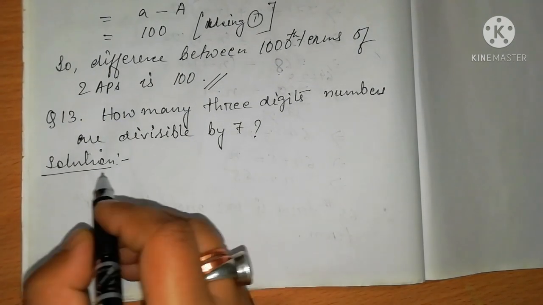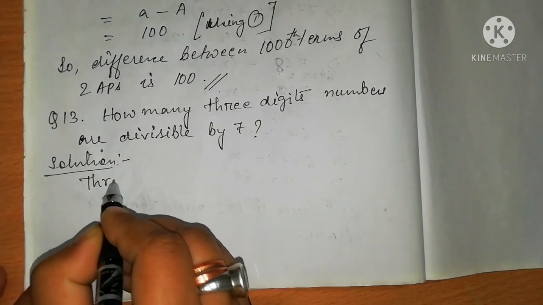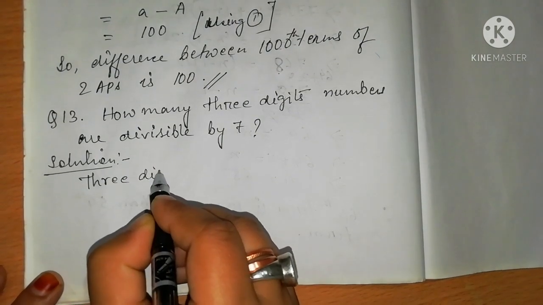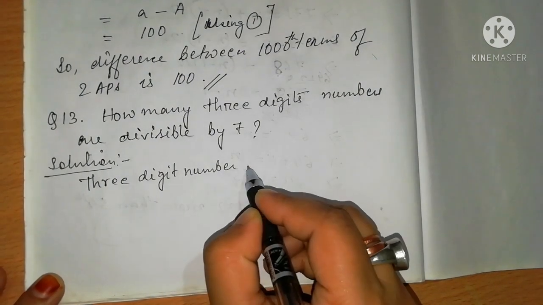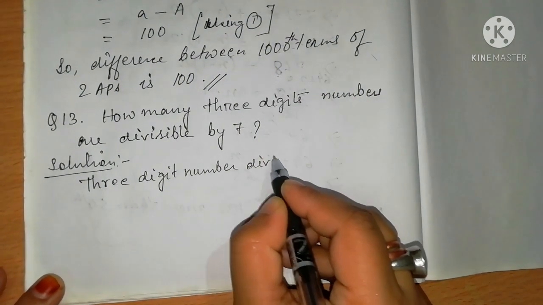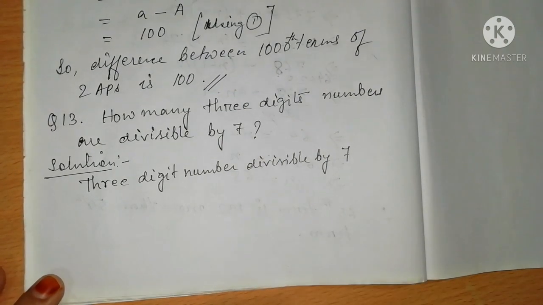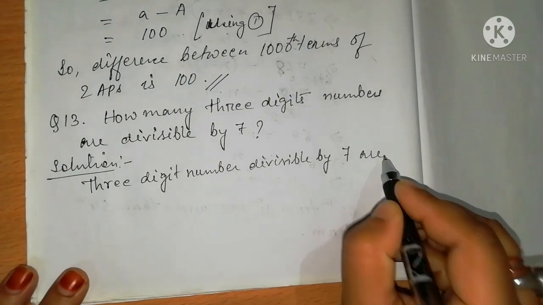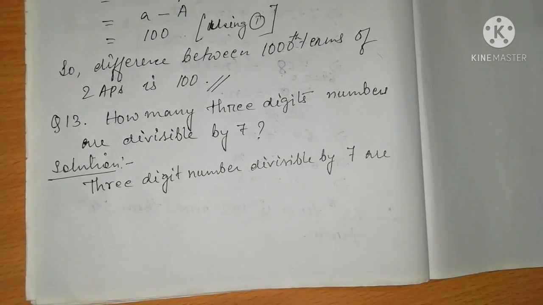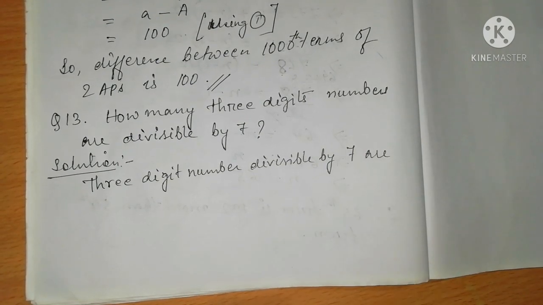So three-digit number divisible by 7. So three-digit numbers which are divisible by 7. How to find out those numbers which are divisible by 7? So let me show you a method for that.